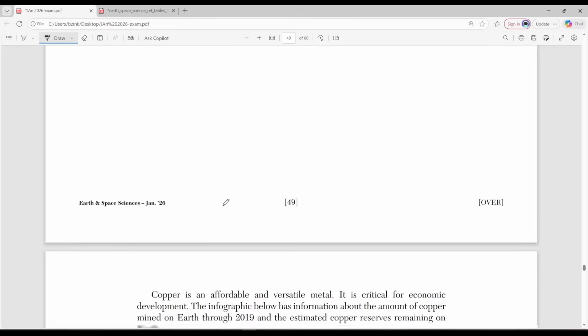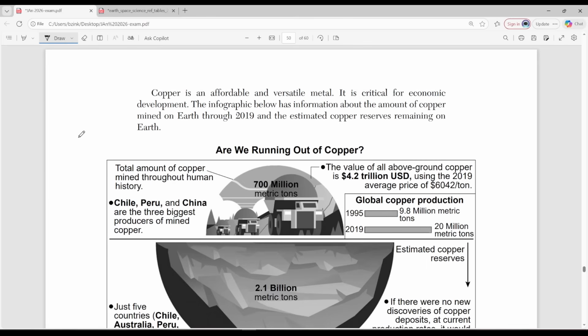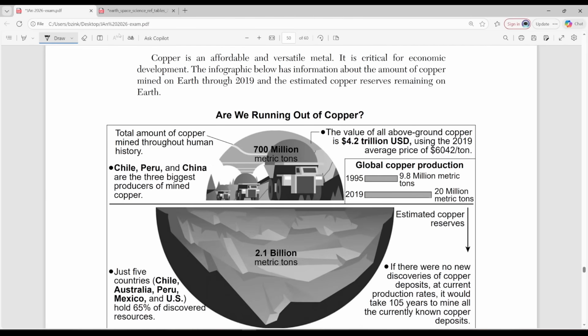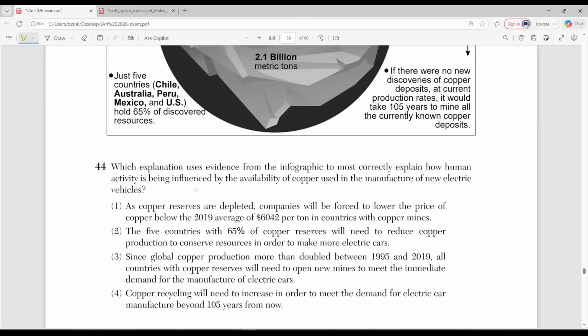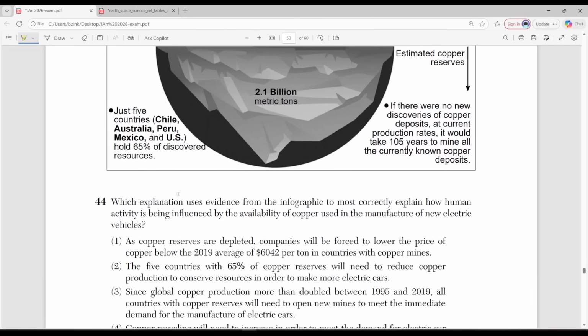That's fine. All right, copper is an affordable and versatile material. It's critical for economic development. We got an infographic. How exciting. Really exciting. Like, are there going to be any plate tectonics? I want to scroll down and see, but I guess I'll wait. Let's just read the question. Which explanation uses evidence from the infographic to most correctly explain how human activity is being influenced by the availability of copper used in the manufacture of new electric cars?